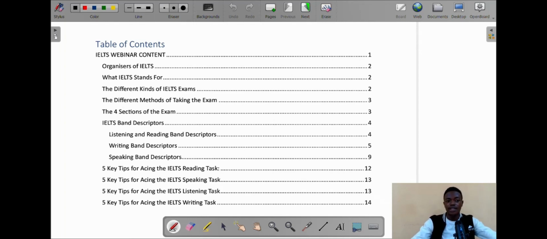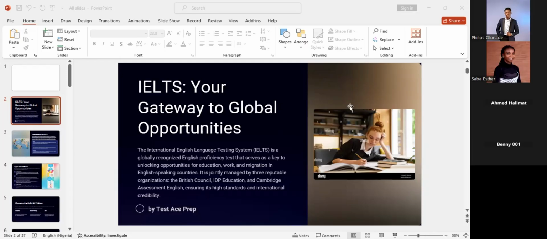All right, so let's dive right into it. First, organizers of IELTS. We all know what IELTS stands for already, but just in case you don't know what IELTS means, IELTS just means International English Language Testing System. International English Language Testing System, and it's organized by three major organizations.